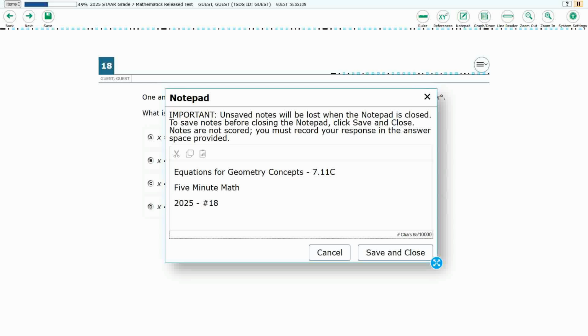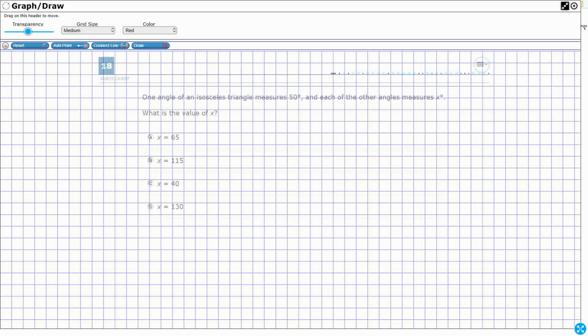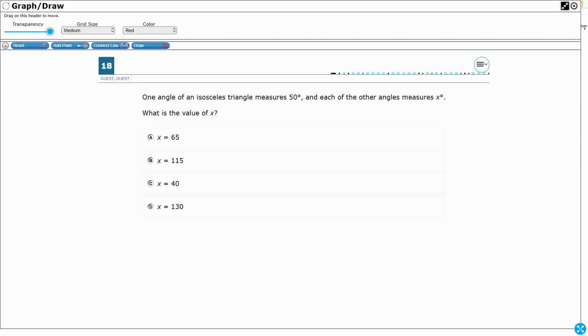Today we are looking at the 7th grade concept of equations for geometry concepts. This is standard 7.11c in the great state of Texas, and we are using item number 18 of the 2025 released STAAR test. If you haven't done so already, please go ahead and take a moment to pause the video, work this problem out on your own, unpause it, and we will look at our answers together.